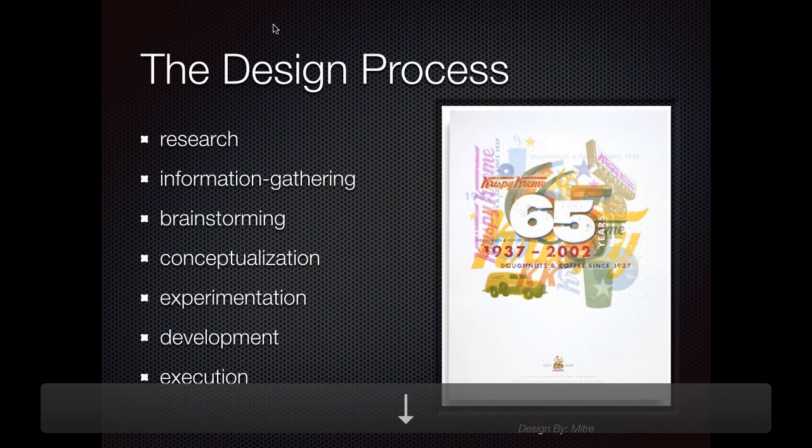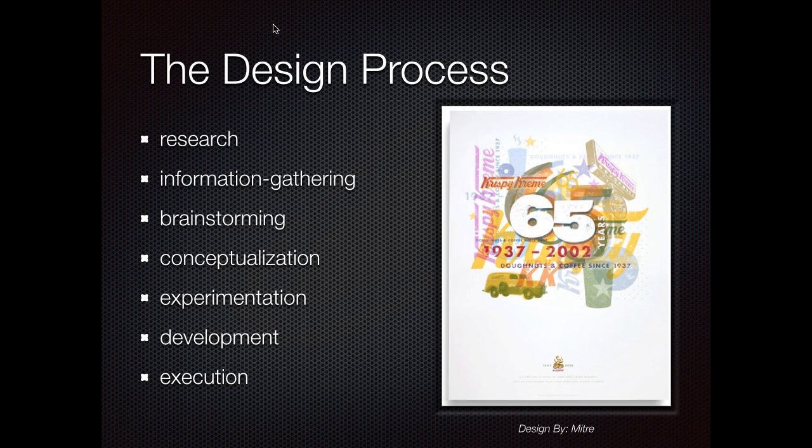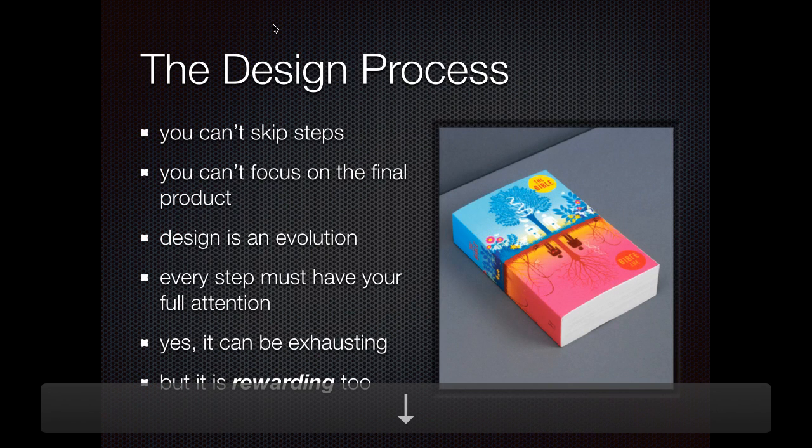Anyway, the design process, okay? So it involves research followed by information gathering. Then you're going to do some brainstorming, conceptualizing what's happening, right? You're going to experiment a ton. That's a big part of the design process. You're going to develop those experiments into something real, right? And then you're going to execute it into something. So let's break those down a little bit, right?